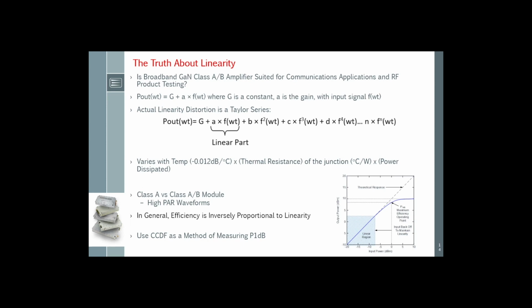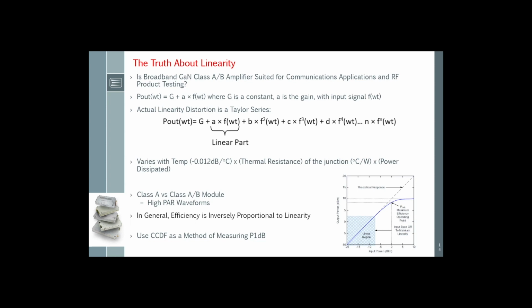In our case, at Empower, we use the CCDF, the complementary cumulative distribution function, to define our P1 dB. Why is that? Because that considers that the junction temperature is in an unstable condition. When we increase the power, we see the peak to average ratio going down 1 dB to define the P1 dB of the amplifier. It's much more consistent with the amplifier itself. So it's very important to distinguish these two things in terms of P1 dB as linearity.